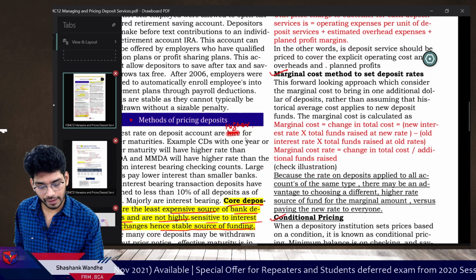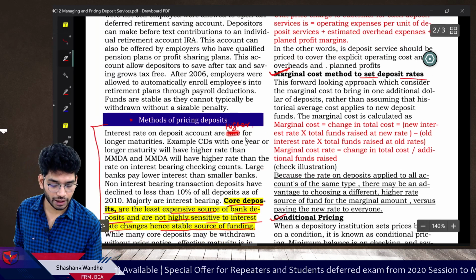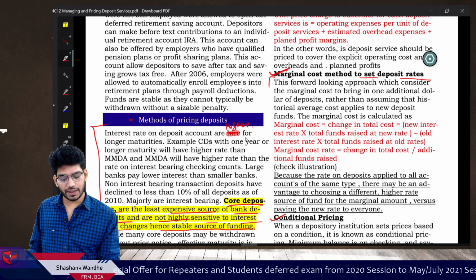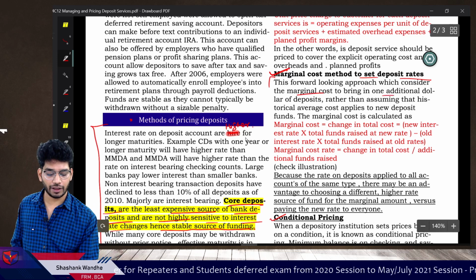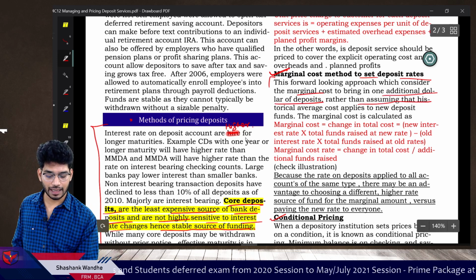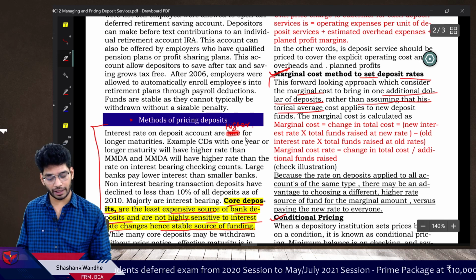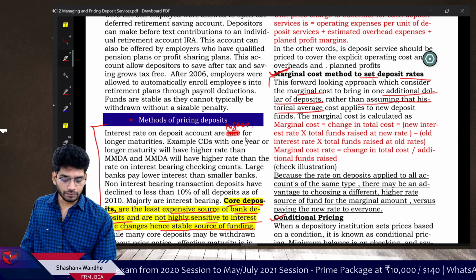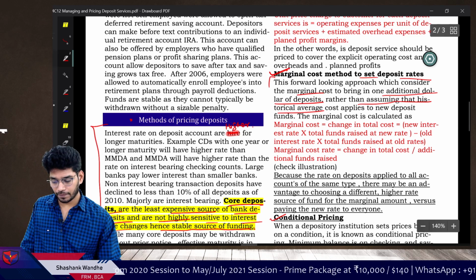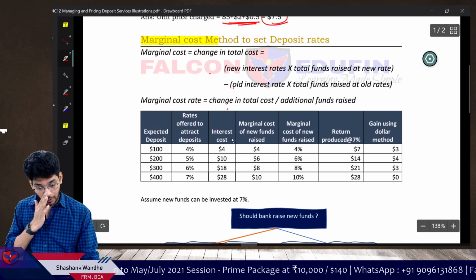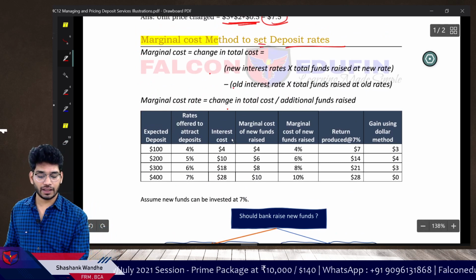Most important point is the marginal cost method to set deposit rates. Okay, this is a forward-looking approach which considers the marginal cost to bring in one additional dollar of deposit rather than assuming historical averages. Okay, I will give the explanation. Now see here. So, marginal cost method to set the deposit rates.